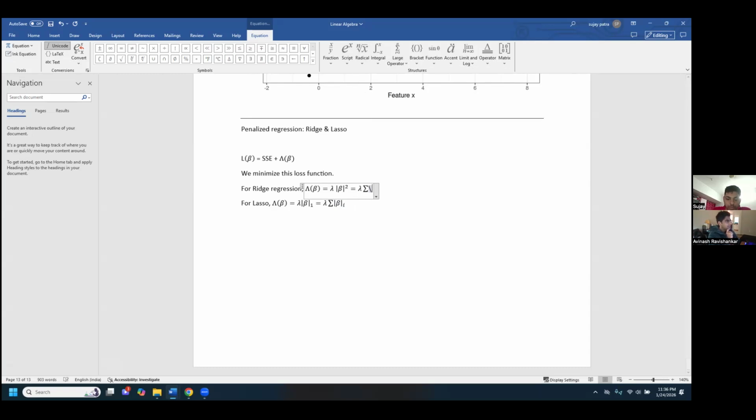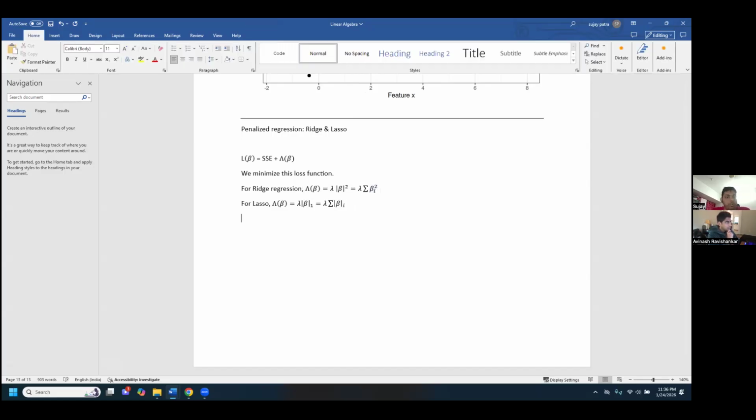In this case, lambda is the hyperparameter. So we have two questions: how do you choose lambda, and how do you do the minimization? You still have to solve the minimization. For least squares we had a formula. It turns out ridge regression also has a formula, and lasso doesn't. For lasso, it's still a convex problem, but you don't take derivatives because of the absolute values, which are a problem for the derivative.